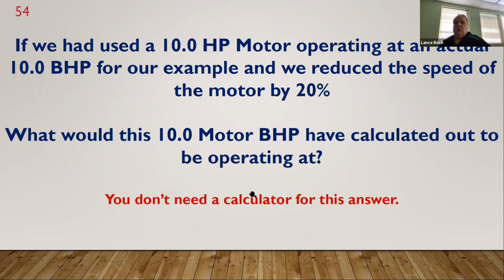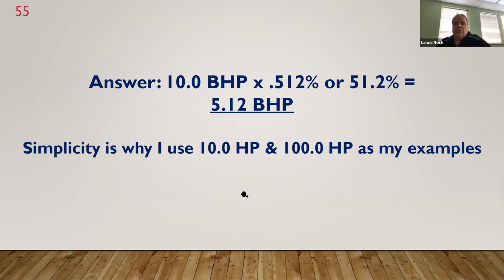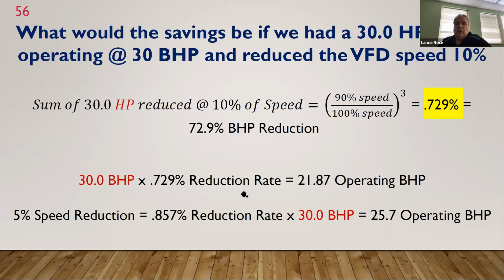If we had a 10 horse motor, I already gave you the answer, and we reduce it by 20, what would we operate at? 5.12. Next, please. I'll go through these fast. This is showing additional reductions at 5%, 10% reduced VFD operation. Still can use the same percentages. Next, please.